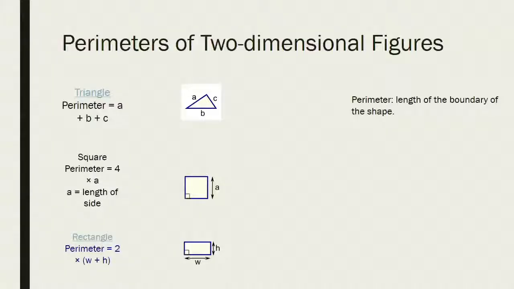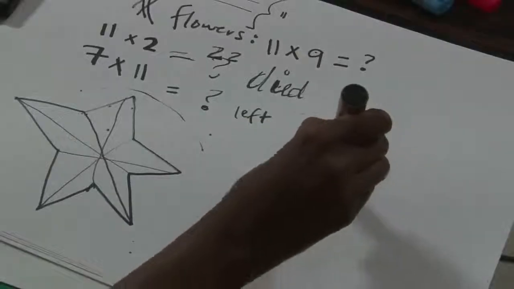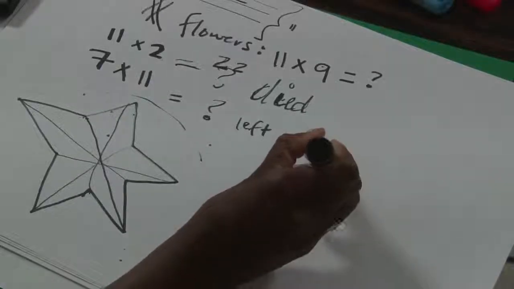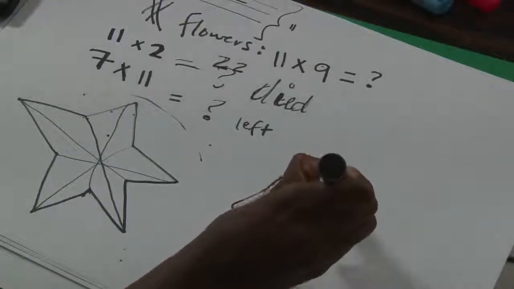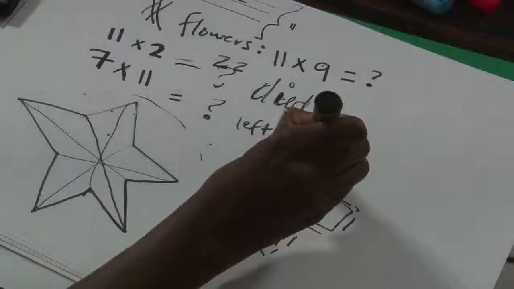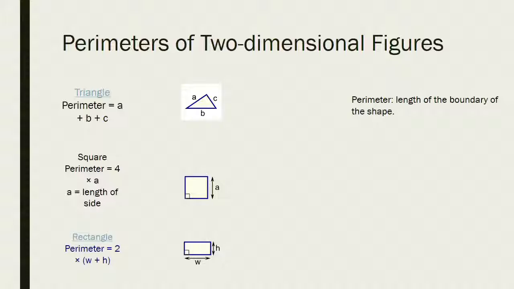The perimeter is very important. If they ask you to calculate the perimeter, you already know that it's the distance around the boundary of the shape. For example, for a triangle it is A plus B plus C. Even if the shape is irregular, you add this side, this side, and this side until you get the whole boundary, and then you get the perimeter of the figure.